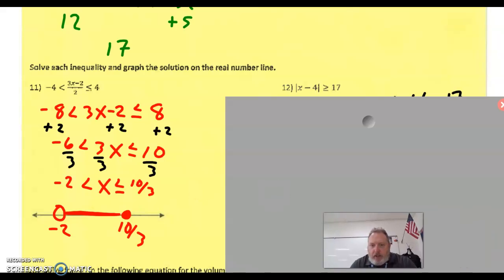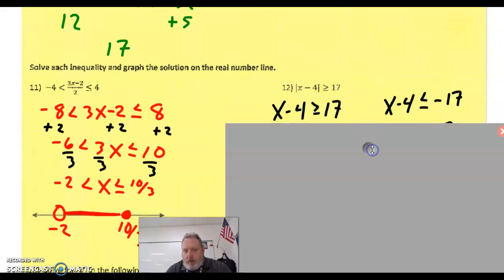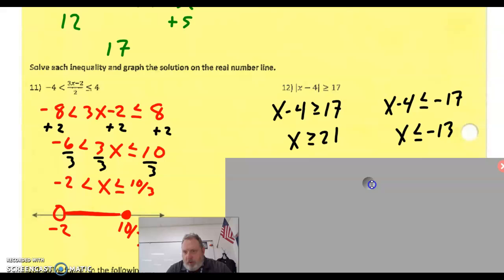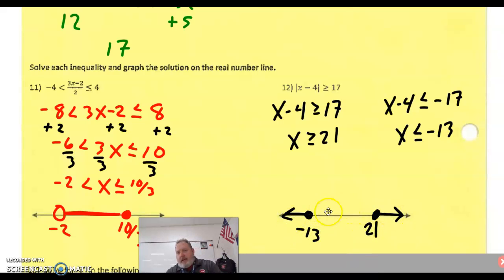Okay, absolute value inequalities. We're going to break this into 2 statements, x minus 4 greater than or equal to 17, and then the second one, we switch the inequality, make the 17 negative. Now again, to solve this, we are going to add 4 to both sides. So I end up with x greater than or equal to 21 and x less than or equal to negative 13. That is an OR statement because you cannot do both at the same time. So it's one or the other, and you can see our graph goes in opposite directions.